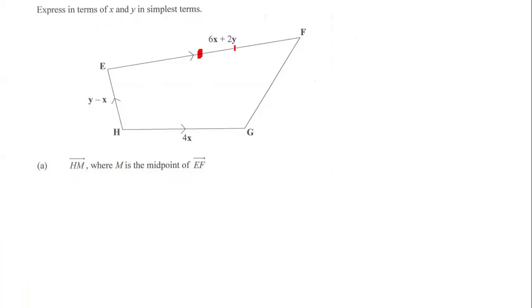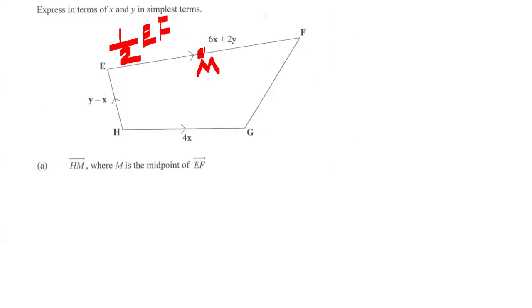So this right here is EF, and M is going to be the point in the middle. Let's suppose that M is here. M is going to be exactly in the middle. If M is in the middle, then what does that mean for EM? EM has to be half of the entire line EF. That makes sense. EM must be half of EF.